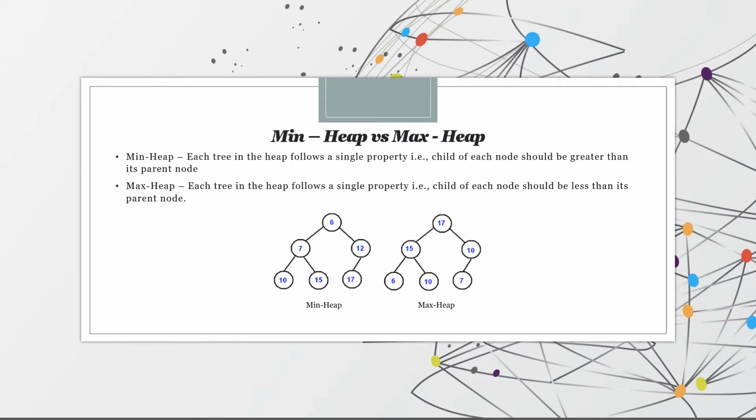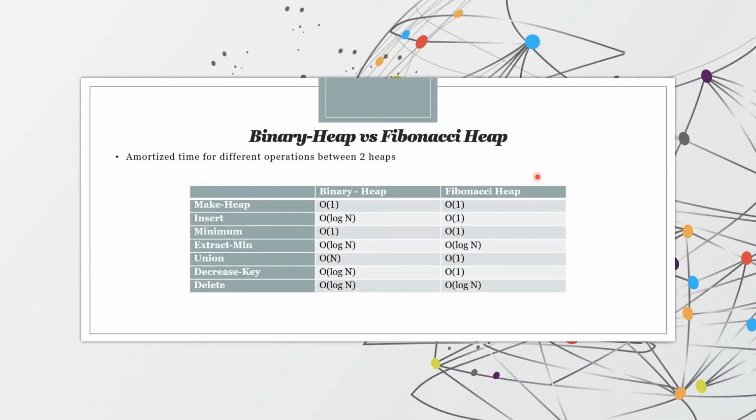Here we are comparing the time complexity of different operations between two data structures, that is binary heap and Fibonacci heap. As you can see, the time complexity of Fibonacci heap is at least equal or better than the time complexity of binary heap. For example, the functions insert, union, and decrease key have a better time complexity as compared to binary heap.